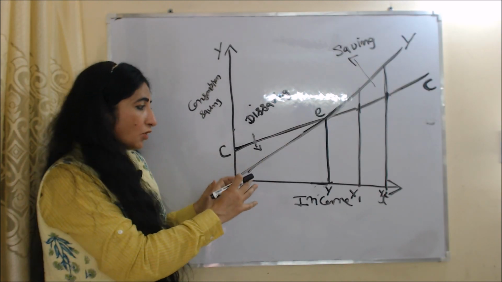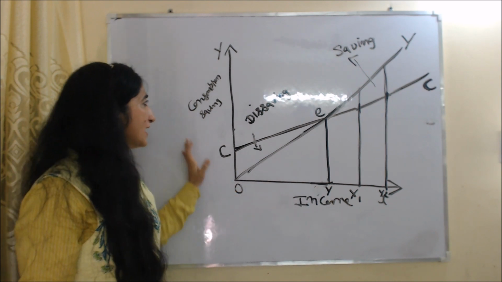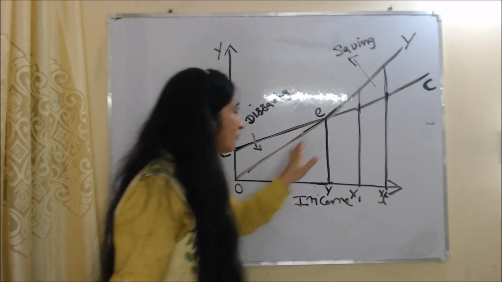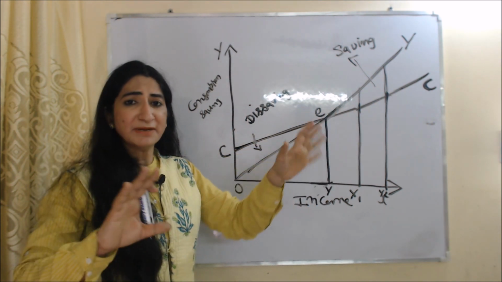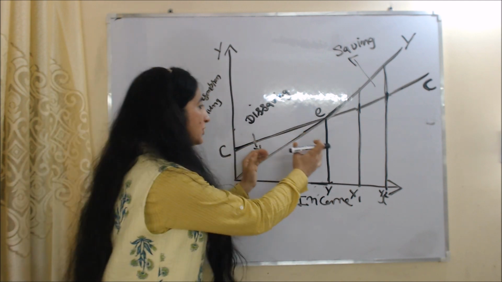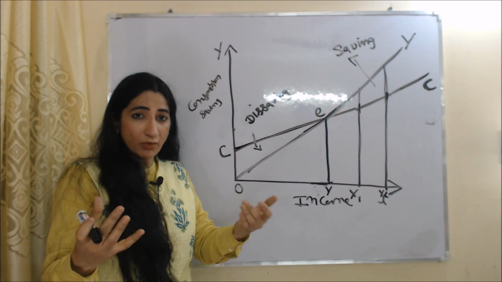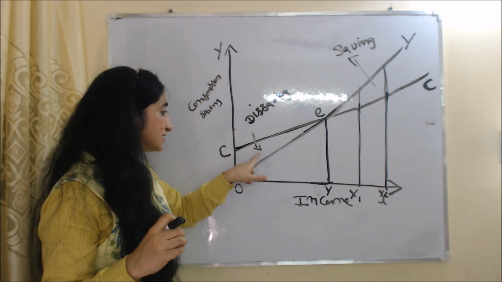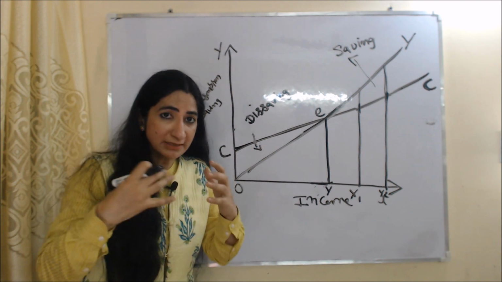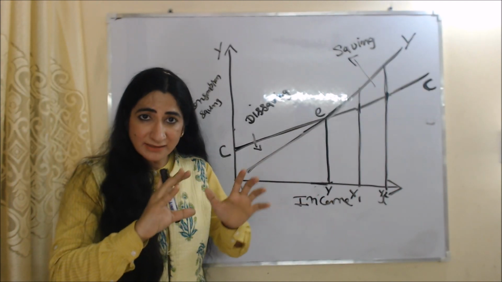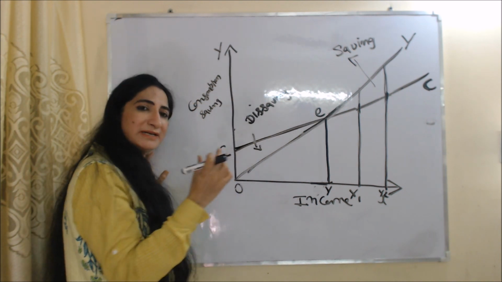Now we understand this law with the help of this diagram. In this diagram, on the x-axis we have income and on the y-axis we have consumption and saving. This OY is our income line, and this CC is our consumption curve. At this point E, income and consumption are equal to each other. Before point E, consumption is more than our income. Means before point E, we are consuming more but our income is less. That's why the consumption curve is above our income line. If we are consuming more but our income is less, it means we are taking money from our past saving. That's why this part shows our dis-saving, or we can say this part shows our negative saving.